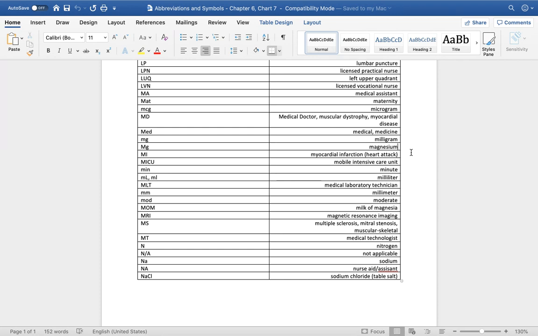MI, this is myocardial infarction. This is a heart attack. During CPR and first aid, I talked about cardiac ischemia. When you have cardiac ischemia, that is a myocardial infarction, an MI.